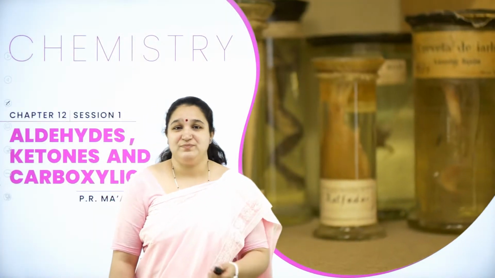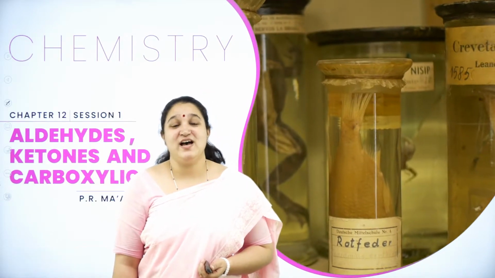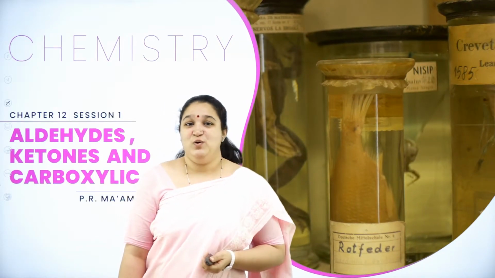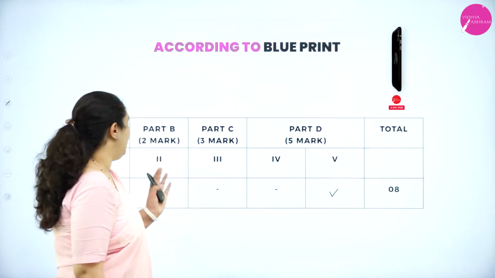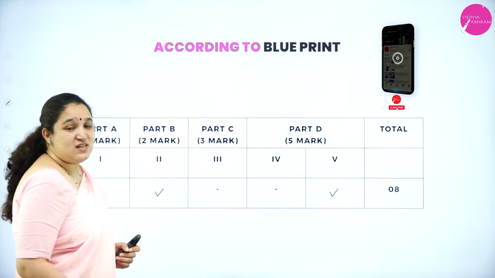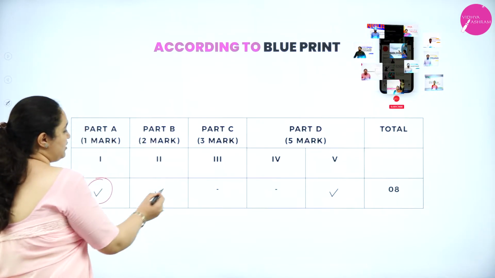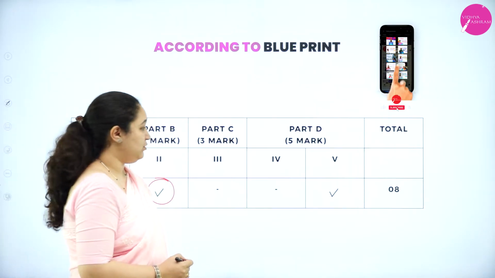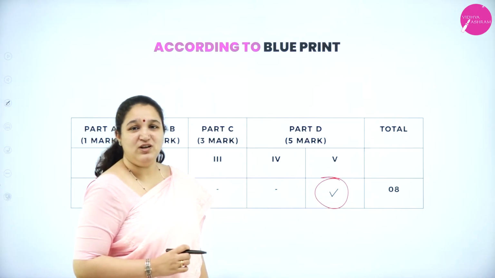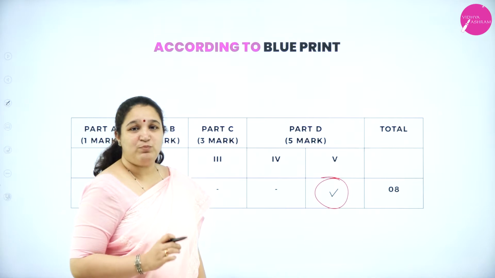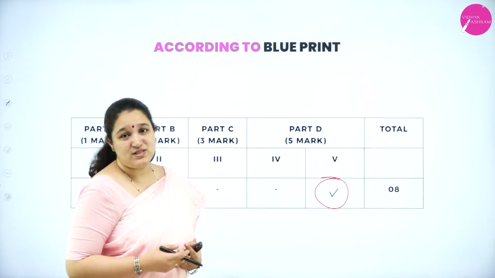Hello my dear students. Today I shall start with a new chapter, aldehydes, ketones and carboxylic acids. First, we look into the weightage of this chapter. The weightage is 8 marks. You can expect one 1 mark question, one 2 mark question and one 5 mark question from this particular chapter. It's a very important chapter in which you are learning a lot of name reactions as well.